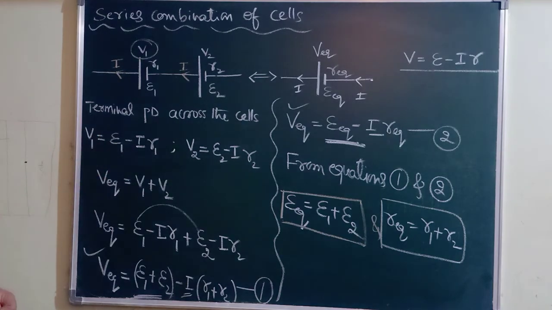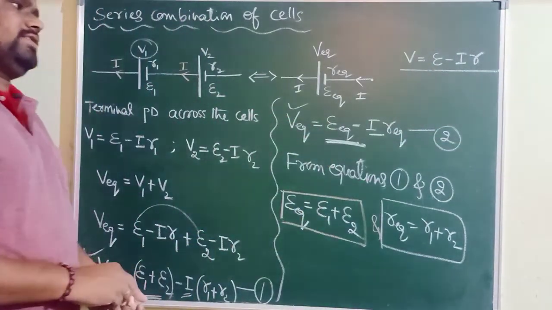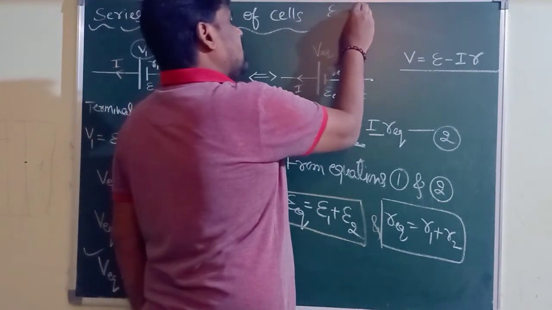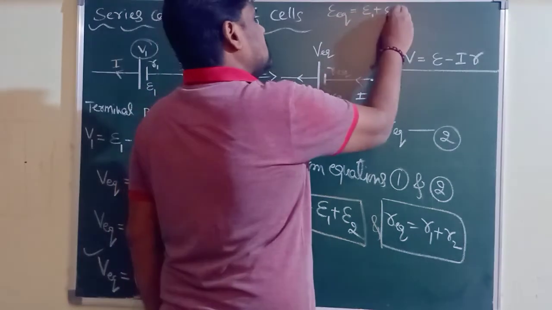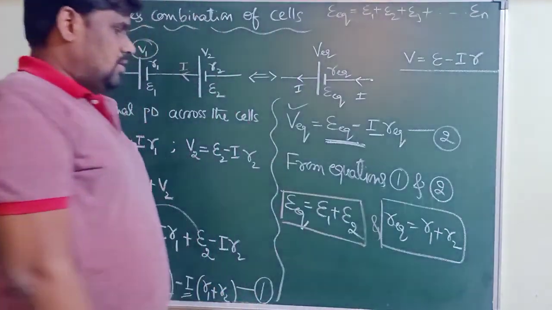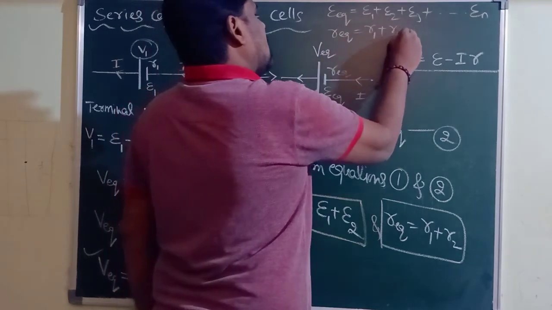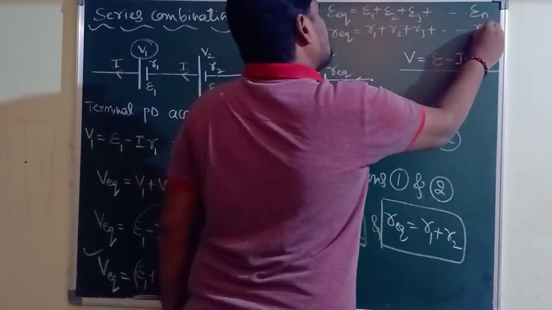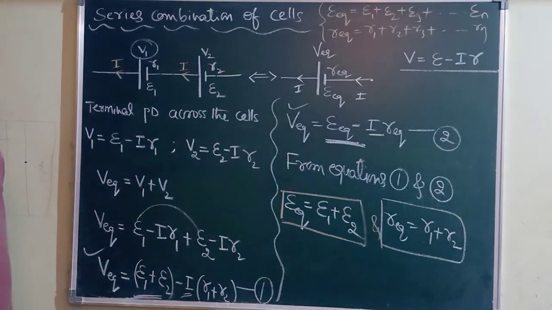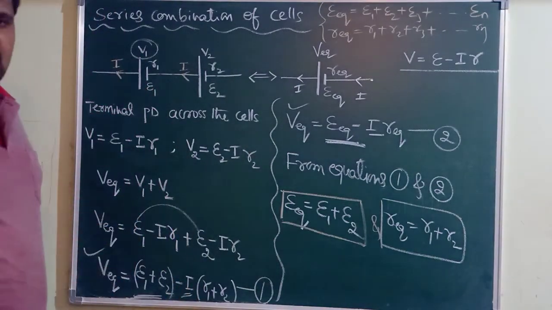in series. Instead of two cells, suppose n number of cells are connected in series. Then E equivalent can be written as E1 plus E2 plus E3 up to En. Then R equivalent is given by R1 plus R2 plus R3 up to Rn, which is the expression for equivalent EMF and equivalent internal resistance of n cells connected in series.